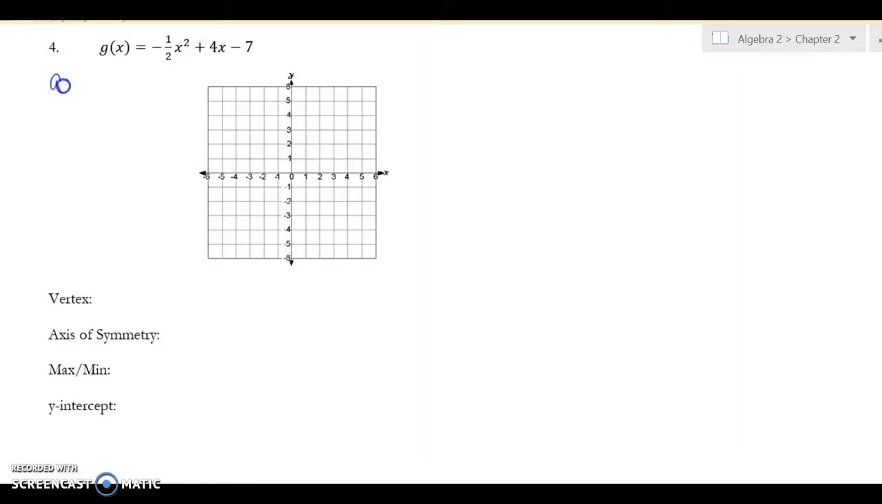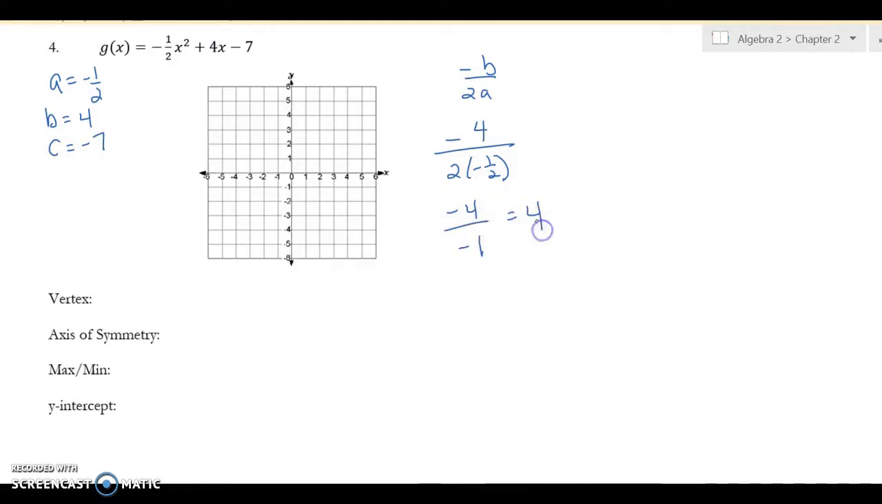Okay, so for this one, my a value is negative 1/2. My b value is 4. And my c is negative 7. And so I'm going to do negative b over 2a. So negative 4 over 2 times negative 1/2. So that's negative 4 over negative 1, which is positive 1. So my axis of symmetry is x equals 4.